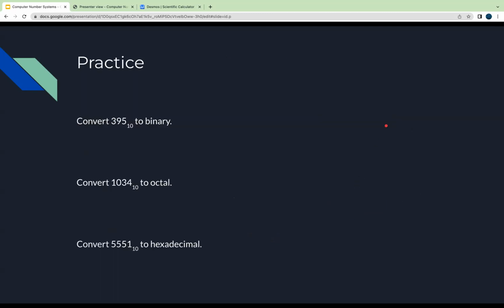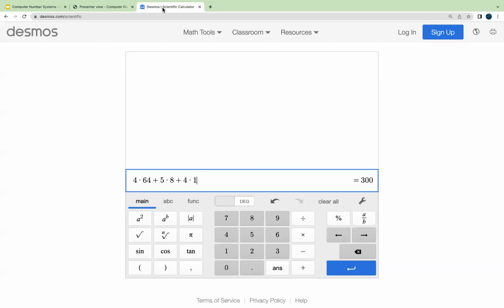Alright, let's do some practice problems. So convert 395 base 10 to binary. Alright, let's go to our trusty calculator again. So our goal is 395. Let's start testing with powers of 2. So let's see. Our goal is 395. Actually, I'll write that here so we don't forget.